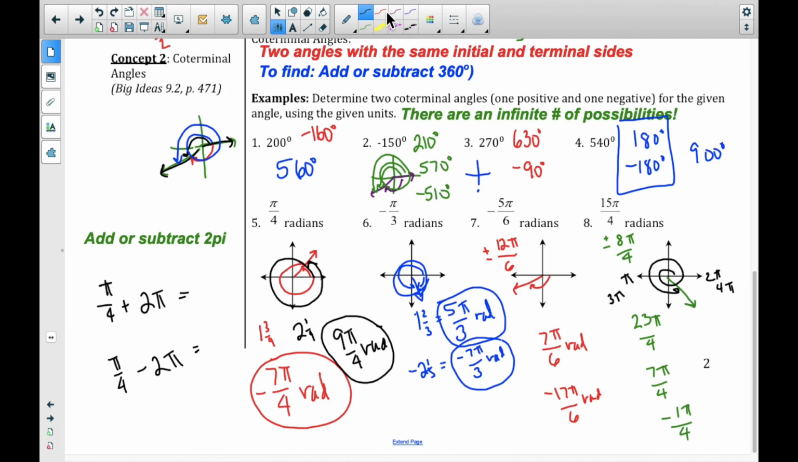Someone else said, well, that's silly. Why did you go that whole way? Why didn't you just go this way? It was a negative 1/4 of a pi. And someone else said, well, I like going positive, so I'm going to go this way, and I'm going to get 7 pi over 4. All three of those are the same thing, but you do need to have one positive and one negative. All right, that is our lesson on coterminal and reference angles.